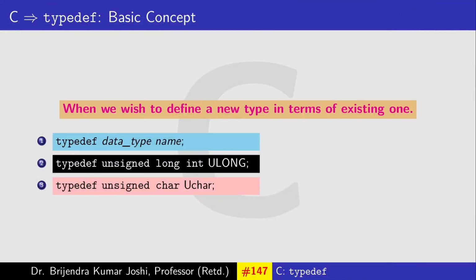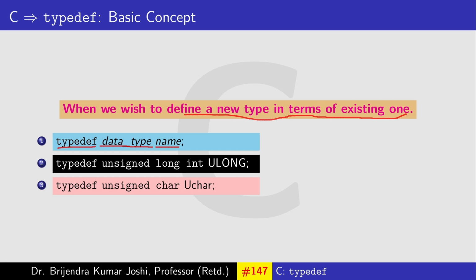So whenever we wish to define a new data type in terms of an existing one, then we require to use the typedef concept. Typedef is a keyword and its syntax is like this: typedef, then some existing data type and the name of the new data type and semicolon, which is a statement terminator.